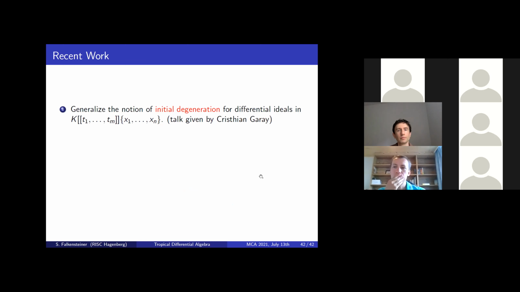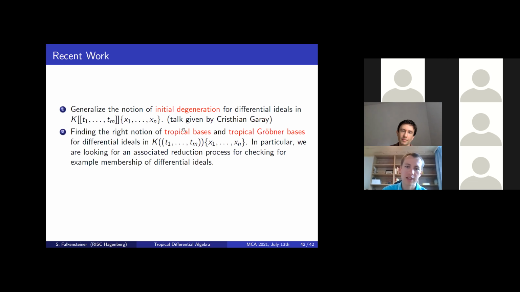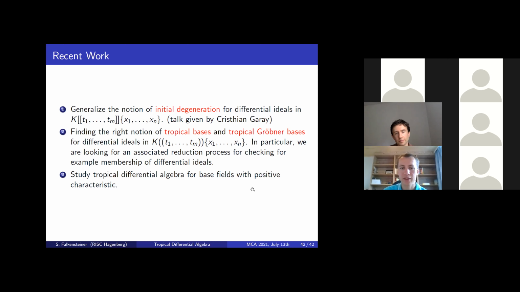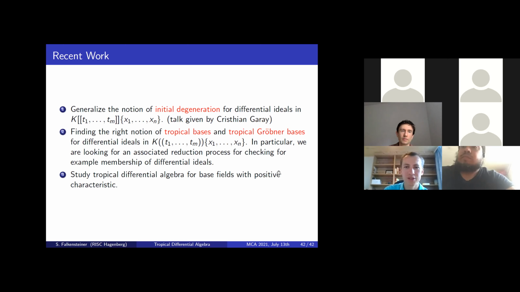Okay, so there are also several works on how to generalize this notion to other things, for example, the initial degeneration, which we will see in the talk of Christian Garry. Or, for example, defining bases, Gröbner bases, tropical bases. And another work for the future would be to study all these things if the base field has positive characteristic. Okay, so that's all I wanted to say, and thanks for your attention.